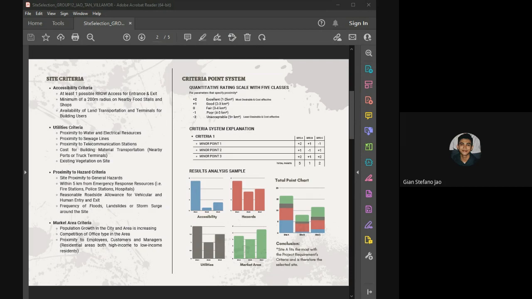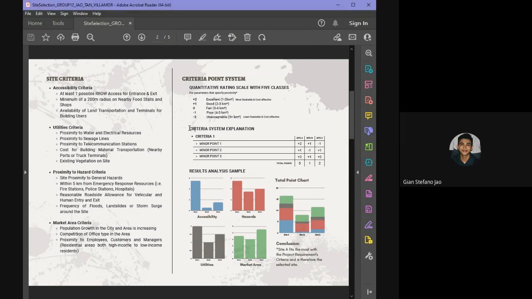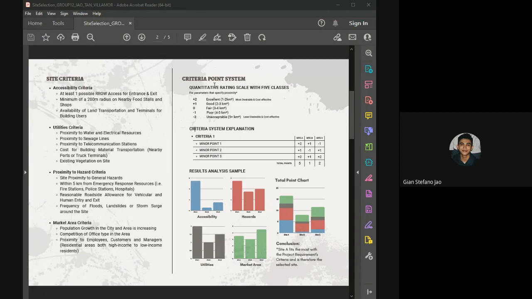So proximity to hazard criteria are as follows: near general hazards like falling trees, electrical posts, accident prone area, high crime rate, and etc. Others can be proximity to emergency response departments like hospitals, police, and fire stations, and the area's frequency of floods, landslides, and storm surges. For the market criteria, the city's population growth is taken into account, nearby competition of office types, and proximity to residential areas, both high and low income.